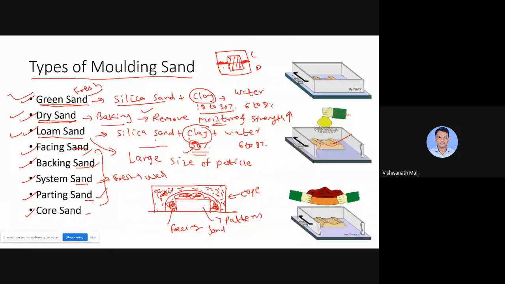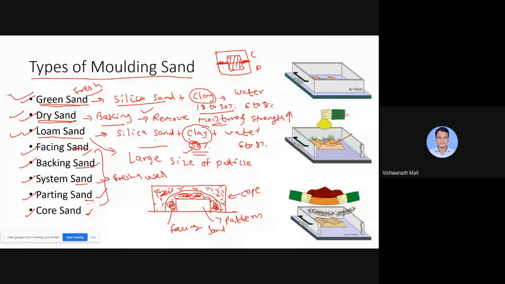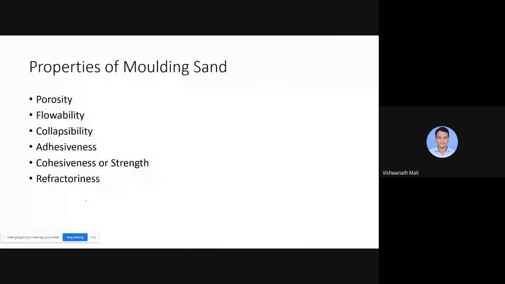Then there is core sand, which we are going to study today. Core sand is used to prepare the core. And why do we use the core? To prepare the internal parts or to have hollowness in the products, we go for using a core. Then we have studied the different properties of molding sand like porosity, flowability, collapsibility, adhesiveness, cohesiveness, refractoriness. We have studied these different properties.